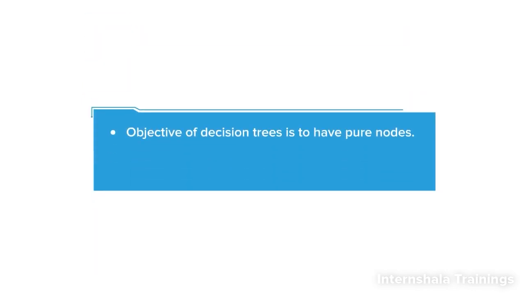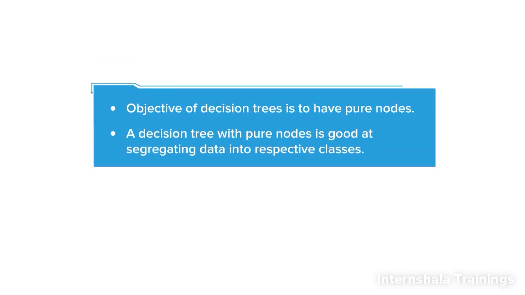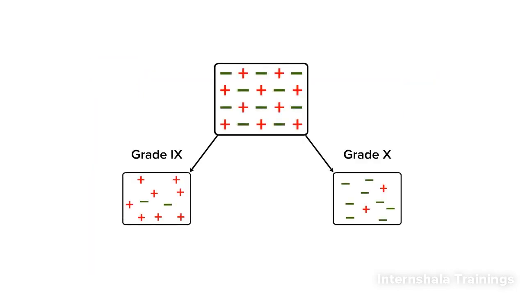So if we look at the objective of decision trees, it is to have pure nodes or nodes which are as close to pure as possible, so that we can say that the decision tree is really good at segregating data into respective classes. Now let's again consider the splitting of the student population based on class. We saw that split on grade produced the purest nodes out of all other splits, and hence it was chosen as the first split. But does the decision tree stop here?